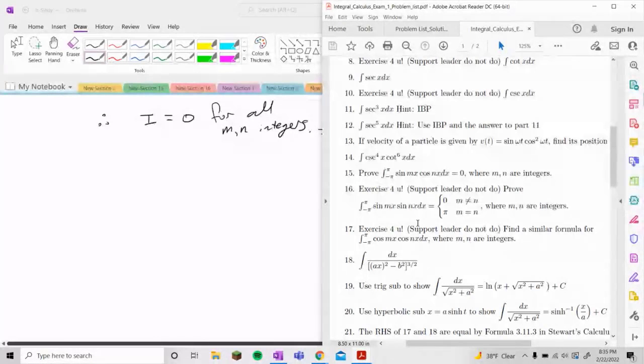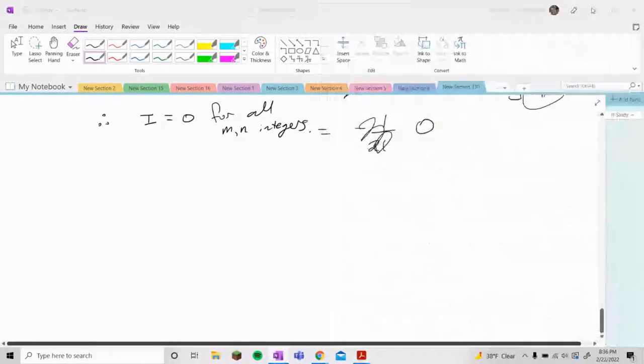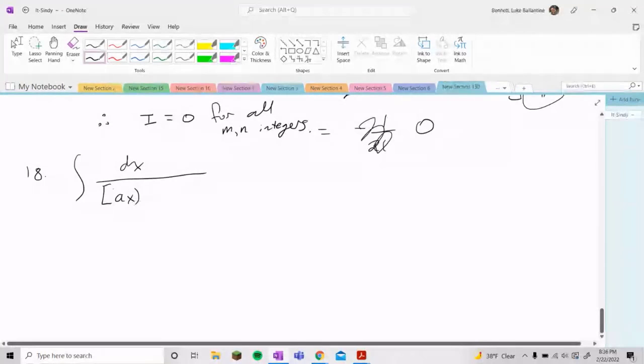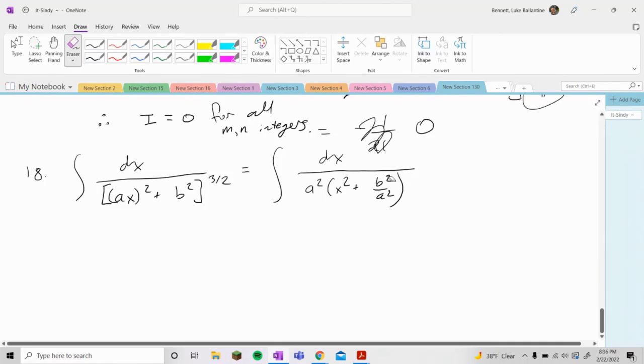So now we can do number 18. 18 is a trig substitution problem. We have the integral of dx over (ax squared plus b squared) to the 3 over 2. First, I'm going to factor out an a squared from both terms of this denominator. And so I get a squared times (x squared plus (b over a) squared), and then this is all raised to the 3 over 2.